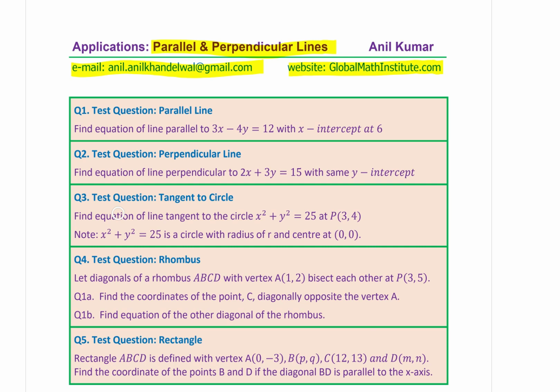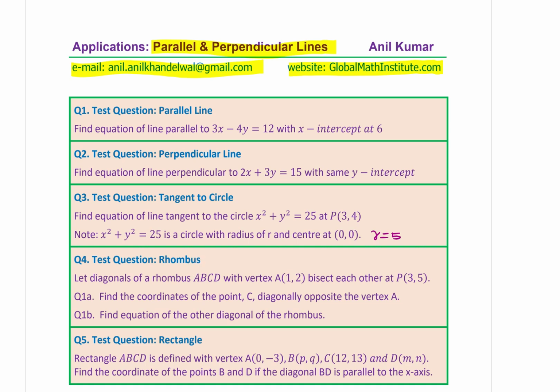Question number 3, tangent to circle. Find equation of a line tangent to circle x square plus y square equals to 25 at 3, 4. The point 3, 4 will lie on the circle. Also note that x square plus y square equals to 25 is a circle with radius of r. R in this case is 5, right? Radius of 5 and center at 0, 0. So let me write down here r is equal to 5 here, correct? 5 square is 25.